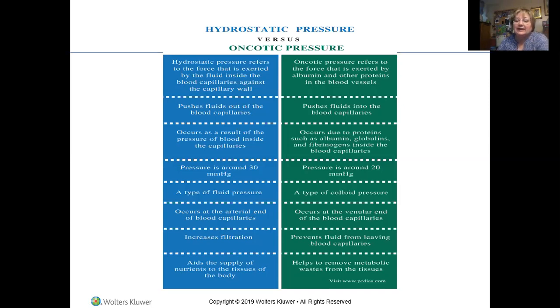And this occurs at the arterial end of your capillaries. It causes filtration. We're filtering and pushing out oxygen and nutrients into the tissue. Now, how do we get that fluid back out?